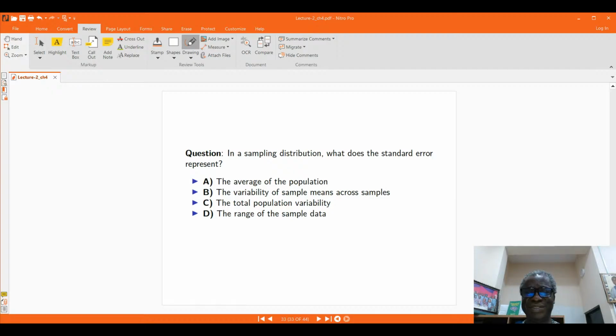What are the options? I can see people selecting B, B, B. What does standard error represent? Somebody is typing that question for me again. Okay, thank you for selecting. Thank you.